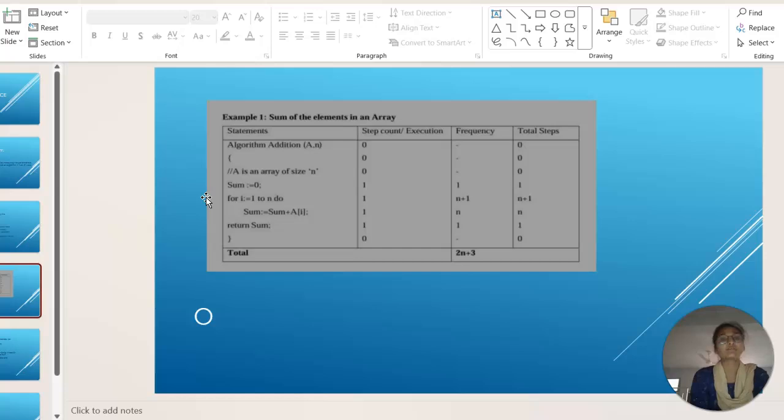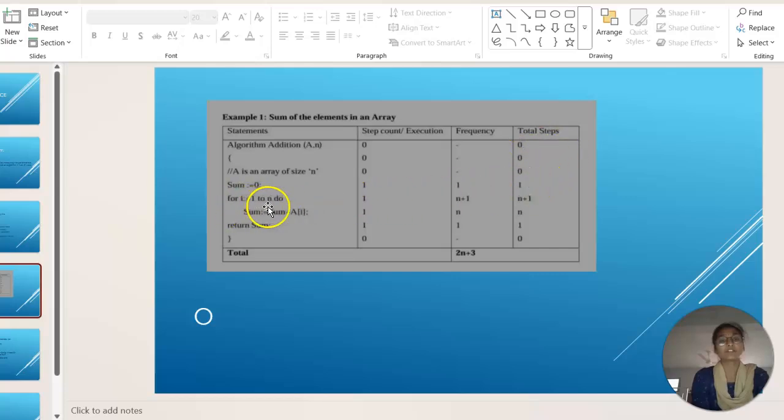Before this, we have to draw a table with the statement, step count or execution, frequency, and total steps. In the statement Algorithm Addition(A, n), the step count is 0, the frequency is null, and the total steps is 0. For the open parenthesis, the step count is 0, the frequency is null, and the total steps is 0. Here A is an array of size n. Here the step count is 0, the frequency is null, and the total steps is also 0. For sum equal to 0, the step count is 1, the frequency is also 1, and the total steps is also 1.